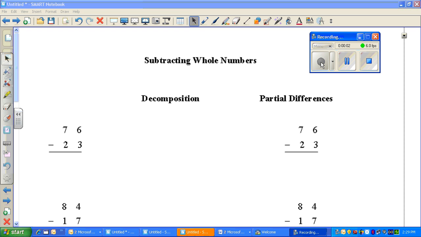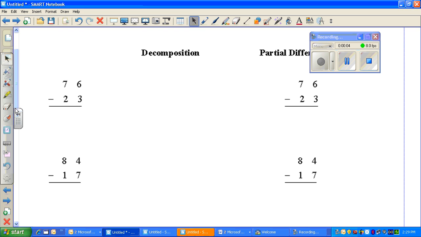The algebraic process for subtraction is similar to that of addition, except we call it a partial difference instead of partial sum. We can decompose the same way, 70 plus 6, and we're subtracting 20 plus 3. So we're subtracting all the 20 and the 3.